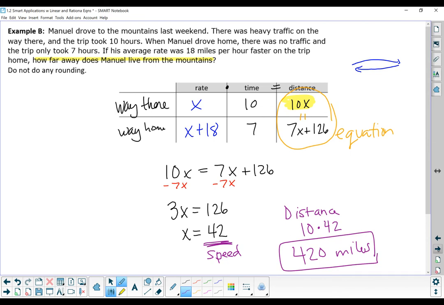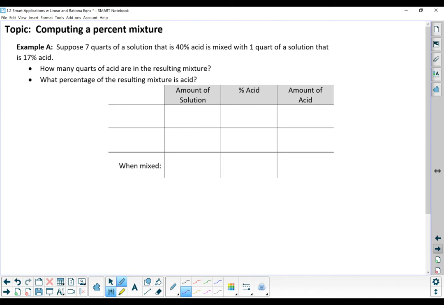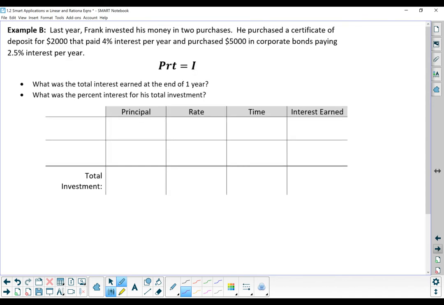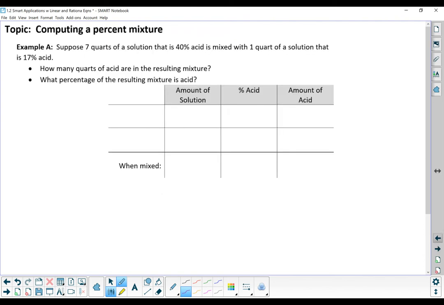All right, so that was the second topic. The last topic is computing a percent mixture. We're going to do two variations on this one as well. The first one is literally a percent mixture with an acid. And then the second one is a type of percent mixture problem that actually has to do with interest.